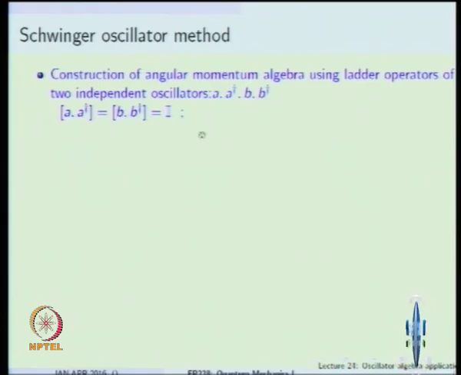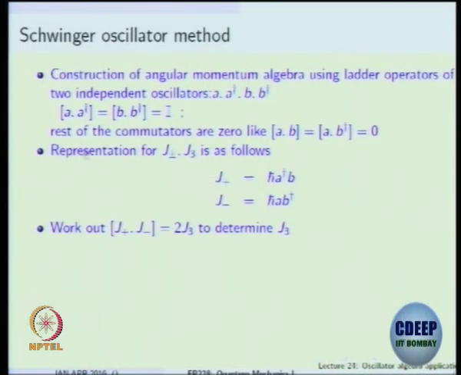What is the theme? Theme is to generate the angular momentum algebra using two independent oscillator algebras. There are two independent oscillators for the system, one with A and A dagger, another one with B and B dagger. Don't confuse this B with what I wrote with pi x plus. So this is just two independent oscillators. You can call them A1 dagger, A2 dagger if you want, but they are two independent oscillators. So we are going to write a representation.